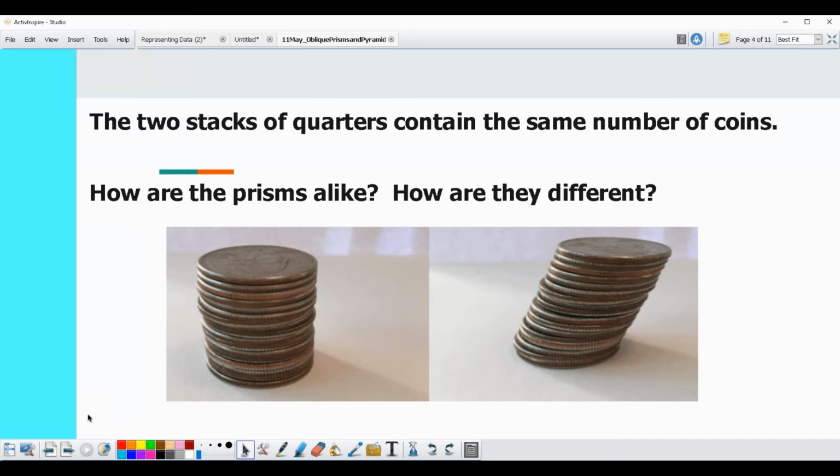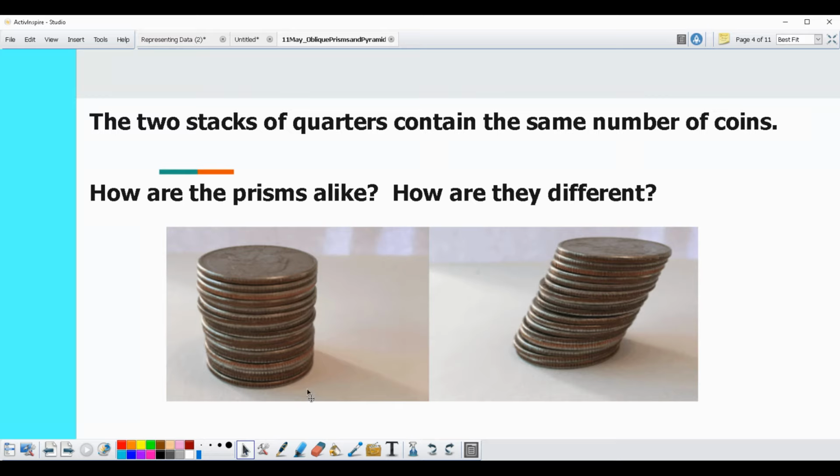Giving you a couple seconds to think through this, and you might notice, well, hey, they're all made out of quarters, the same number of quarters. One of them has the quarters all stacked nice and neat on top of each other, and the other one's kind of going off at an angle. And you would be correct on all those accounts.